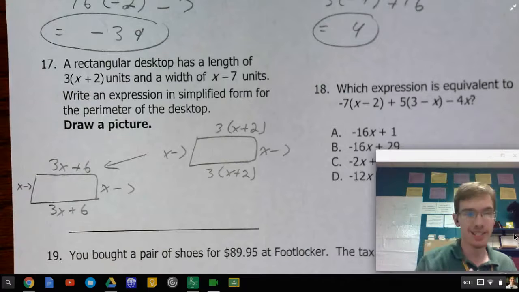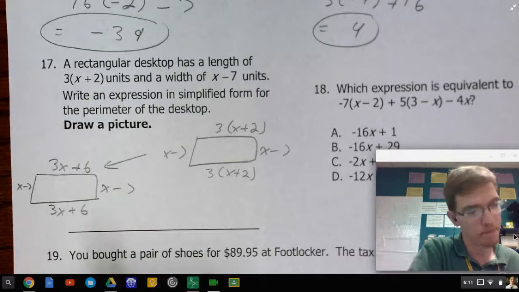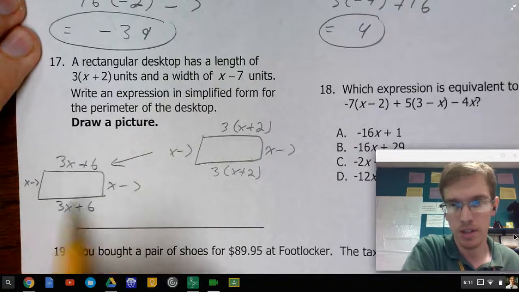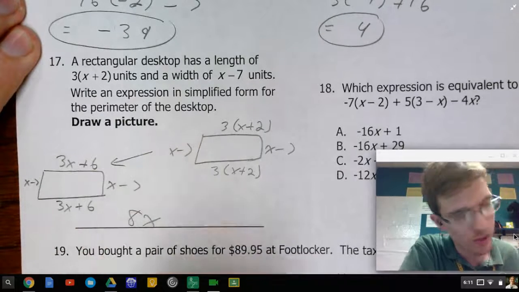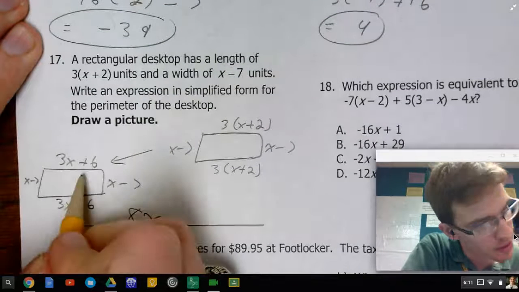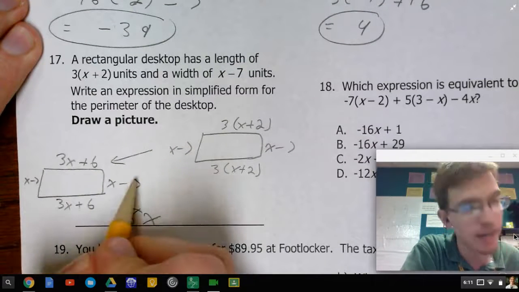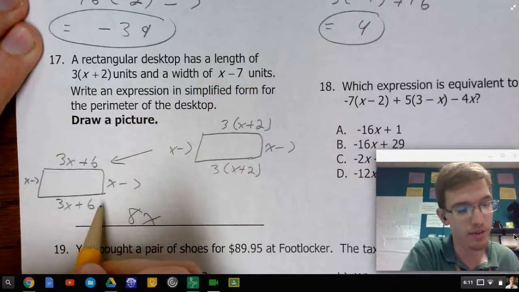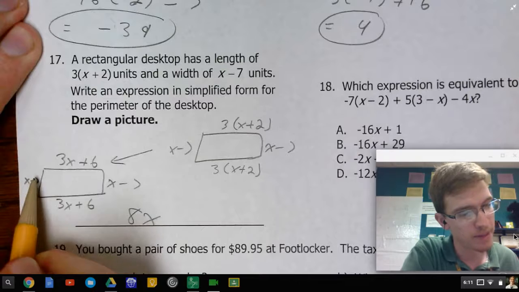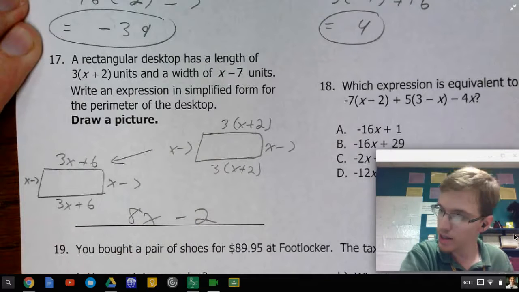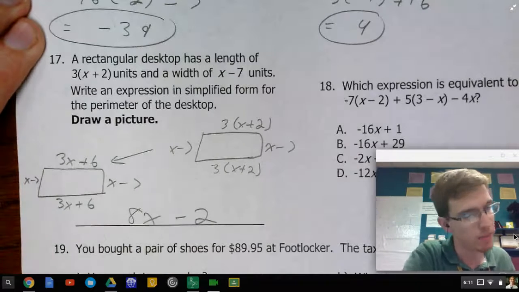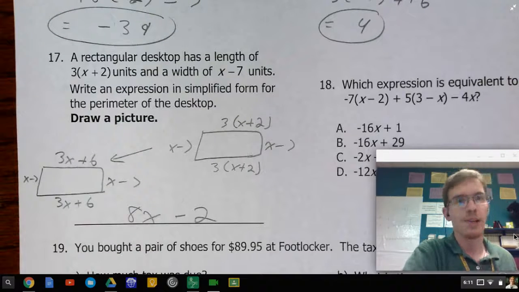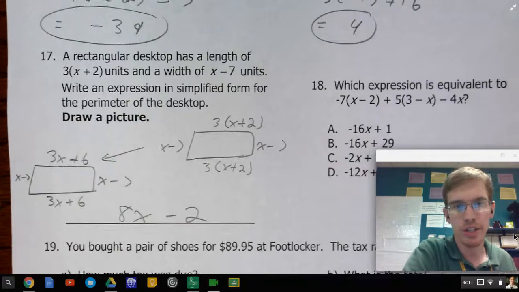So if you were going to add all the sides up, you can just combine like terms like we did the other day. 3x plus 3x plus x plus x. 6, 7, 8x. And then we've got 6 minus 7 is negative 1. Plus 6 is positive 5. Minus 7, that's negative 2. So 8x minus 2 is what we should get when we add all those sides up. Practicing combining like terms.